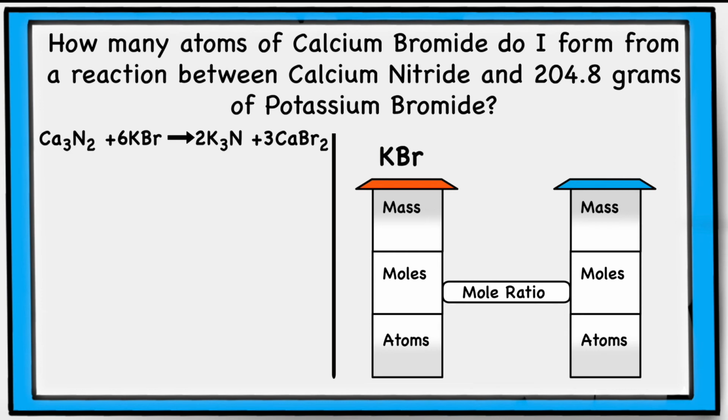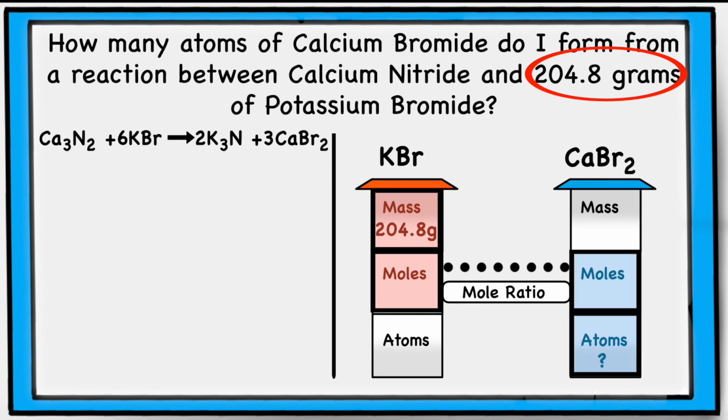Our building on the left is going to be KBr, while our building on the right is going to be calcium bromide. So potassium bromide on the left, calcium bromide on the right. We are given 204.8 grams of potassium bromide, so that is going to be on the mass floor of the potassium bromide building. And we're looking for atoms of calcium bromide, so that's going to be a question mark on the atoms floor of the calcium bromide building. Now that we have a starting and ending point, we can start working our problems.